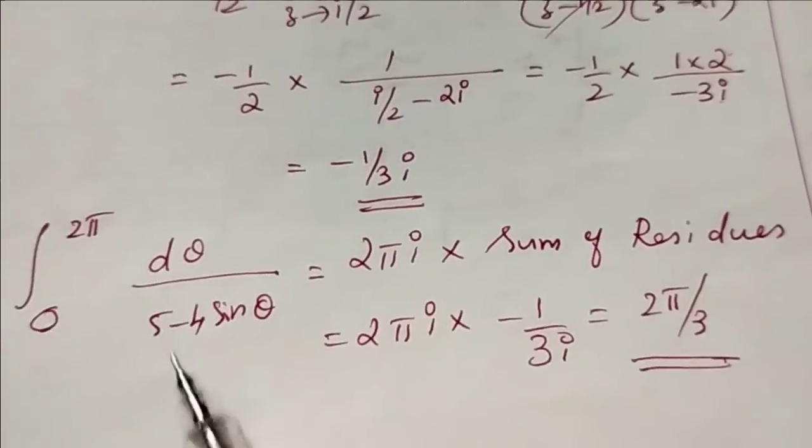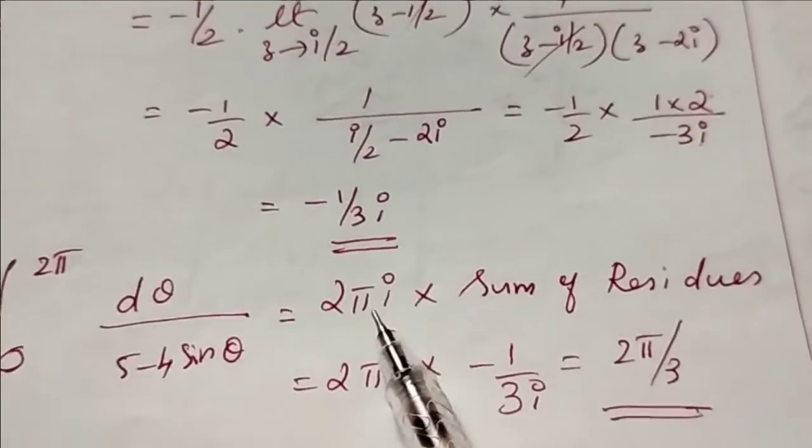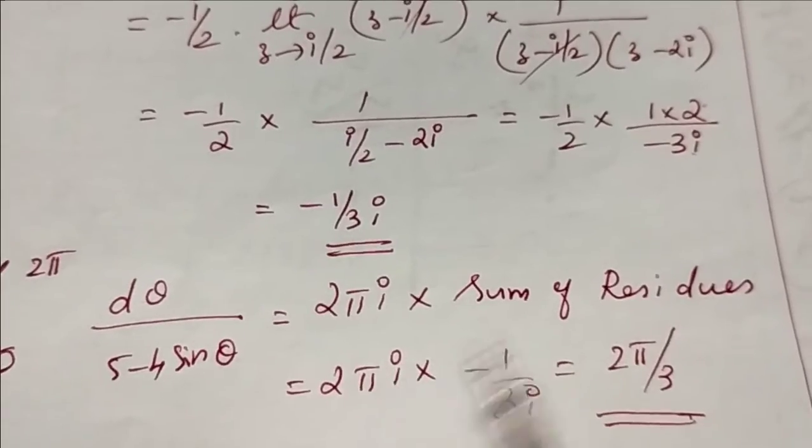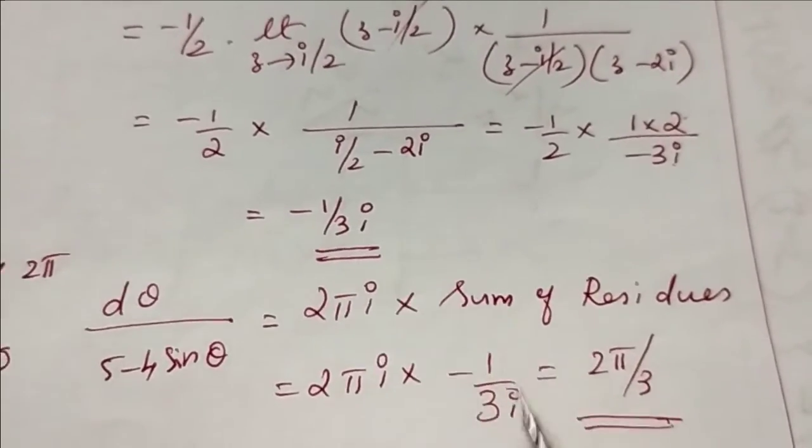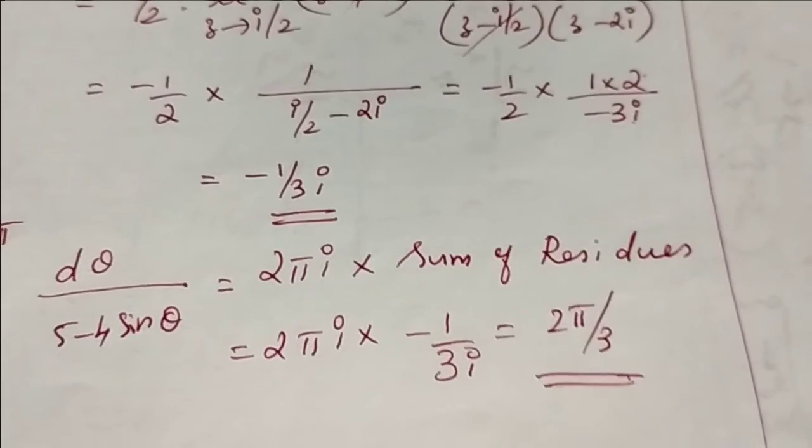And what is this integral, 0 to 2 pi d theta by 5 minus 4 sin theta? It is 2 pi i into the sum of residues. Since there is only one residue inside C, the sum of the residues is this residue itself. So the answer is 2 pi by 3.